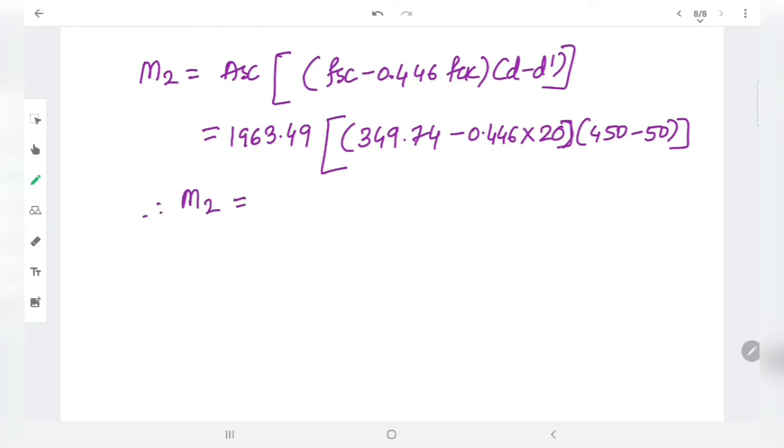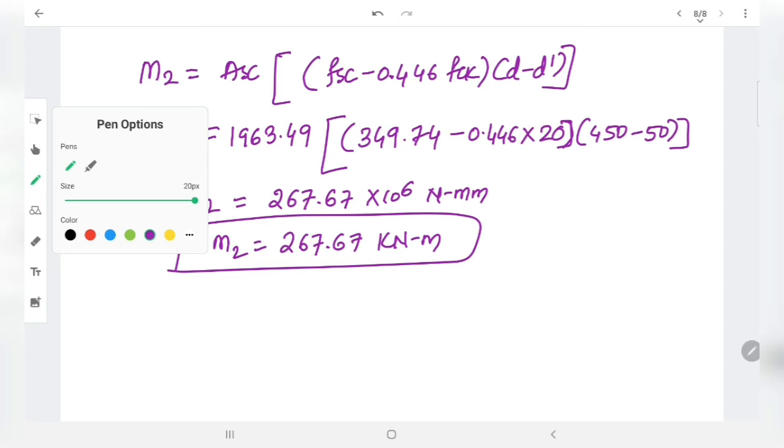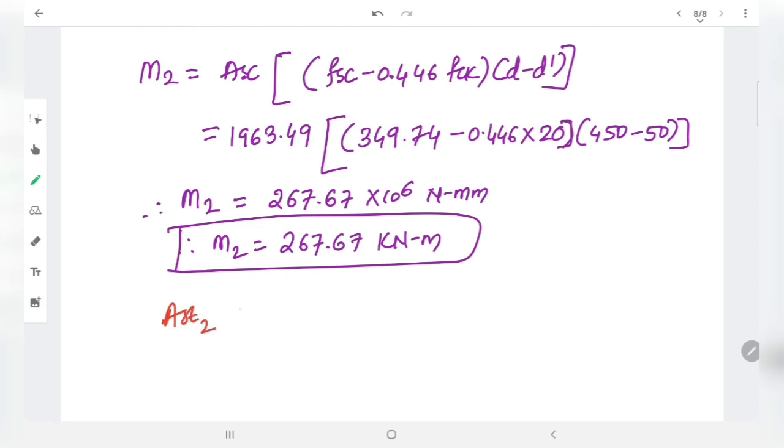When you solve this one, we will be getting the value of M2. M2 is equal to 267.67 into 10 to the power of 6 Newton mm. When you convert it into kilonewton meter, M2 is equal to 267.67 kilonewton meter. This is the value of M2. Once I got M2, easily I can find out the value of AST2.